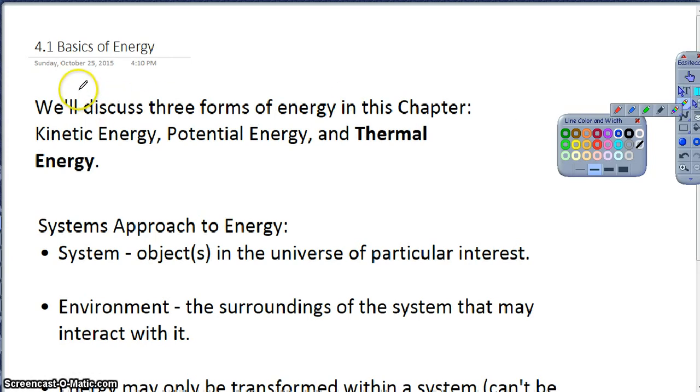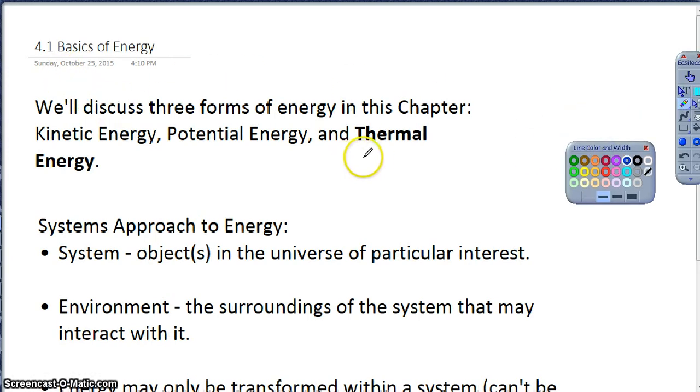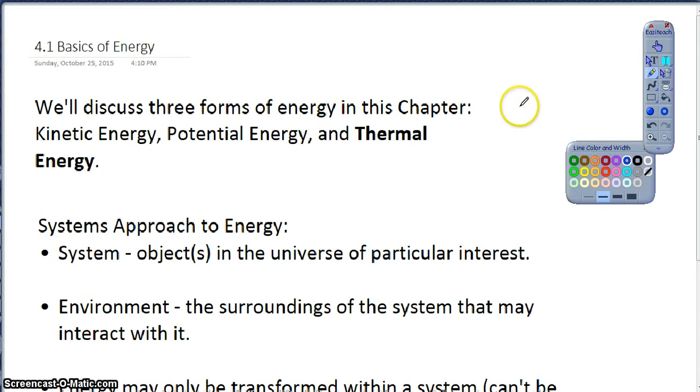Okay, so this is the first part of 4.1 notes here. I'm going to try to move through this pretty quickly, but there are a couple new calc concepts, so make sure you guys do pay attention to that part. But otherwise, hopefully a lot of this section is review over energies and work and things like that. But anyway, we'll discuss three different forms of energy in this chapter: kinetic, potential, and thermal energy.